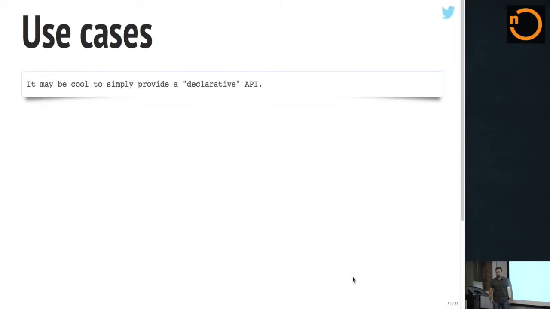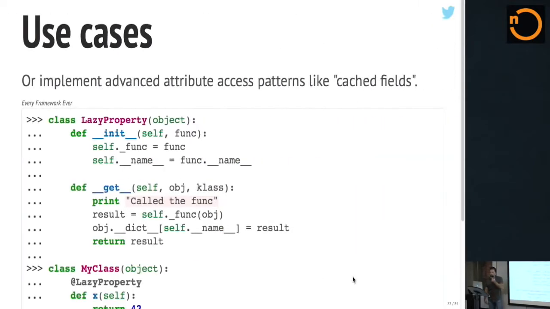It's fun writing forms or models in Django. They all kind of look the same. You make a class, and you have a few class-level instances. We can provide that API if we can write descriptors. Or maybe you just want to do advanced things like your own property decorator.